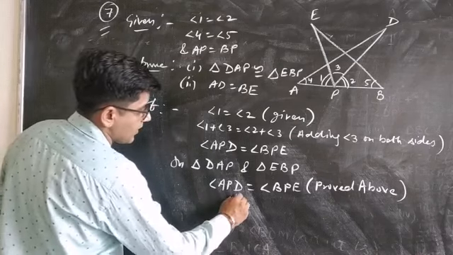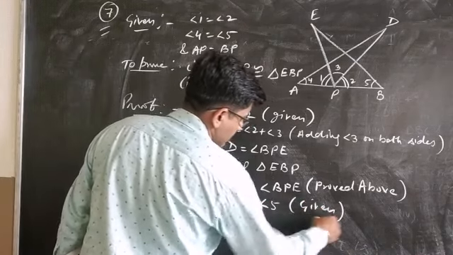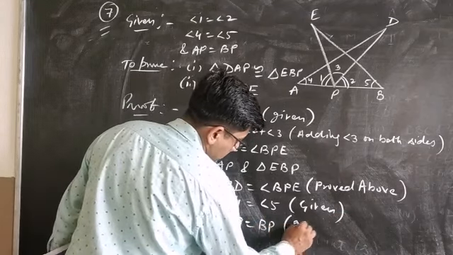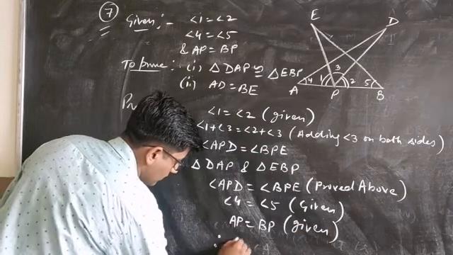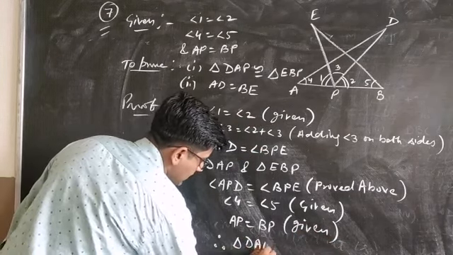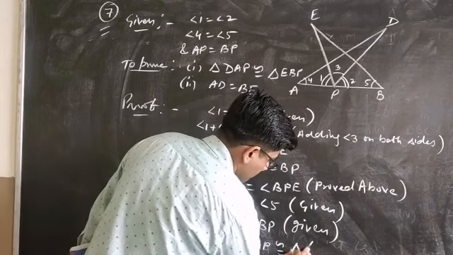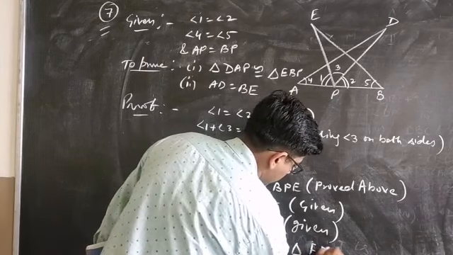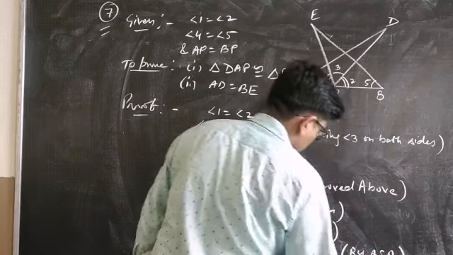Second one, angle 4 is equal to angle 5. It is given to us, and AP is equal to BP. That is also given to us. So therefore, triangle DAP is congruent to triangle, that is EBP, by angle side angle rule.